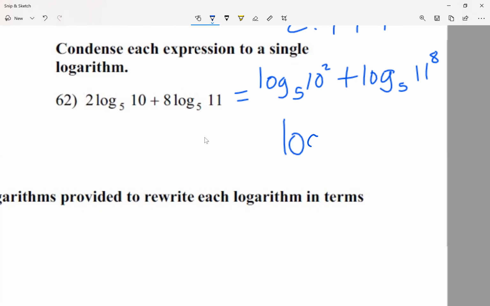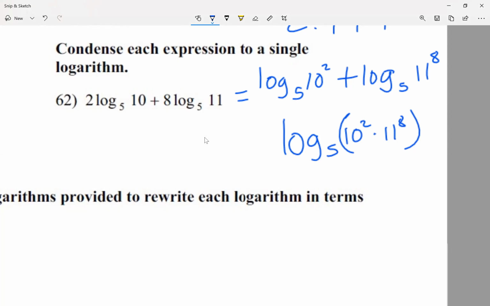So I'm going to do log base 5, and let me do 10 to the 2 times 11 to the 8th. So, as a matter of fact, let me put this inside parentheses so we know it's all together. So log base 5 of 10 to the 2 times 11 to the 8th.